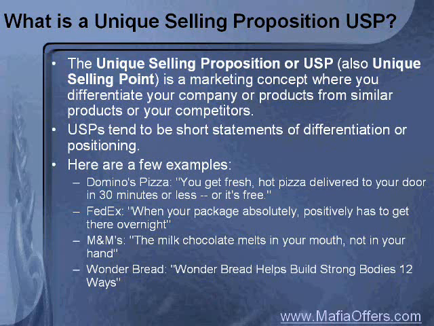So here's a couple examples. You've probably heard of all of these examples, and they may not seem like USPs as you hear them now because you've heard them before, but they were pretty unique when they first came out. The first example is Domino's Pizza. You get fresh, hot pizza delivered to your door in 30 minutes or less, or it's free. How about Federal Express? When your package absolutely, positively has to get there overnight. M&M's. The milk chocolate melts in your mouth, not in your hand. Wonder Bread. Wonder Bread helps build strong bodies 12 ways. So those are some examples.